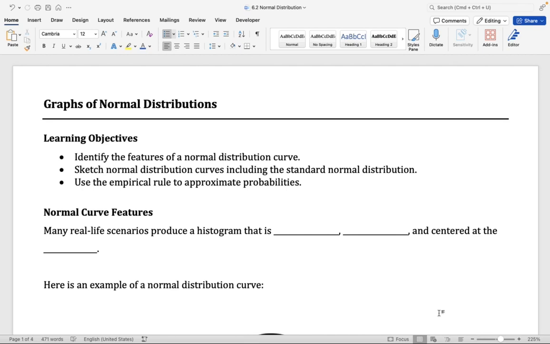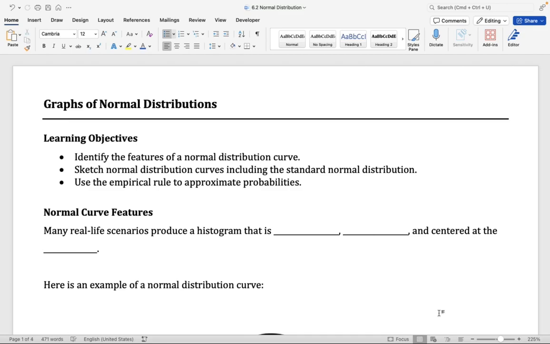Today we're going to be talking about graphs of normal distributions. We eventually want to get to the point where we can find probabilities under a normal distribution. For now, we're going to focus on getting familiar with what normal distributions are. Our goal for this lesson is to be able to identify the features of a normal distribution curve.